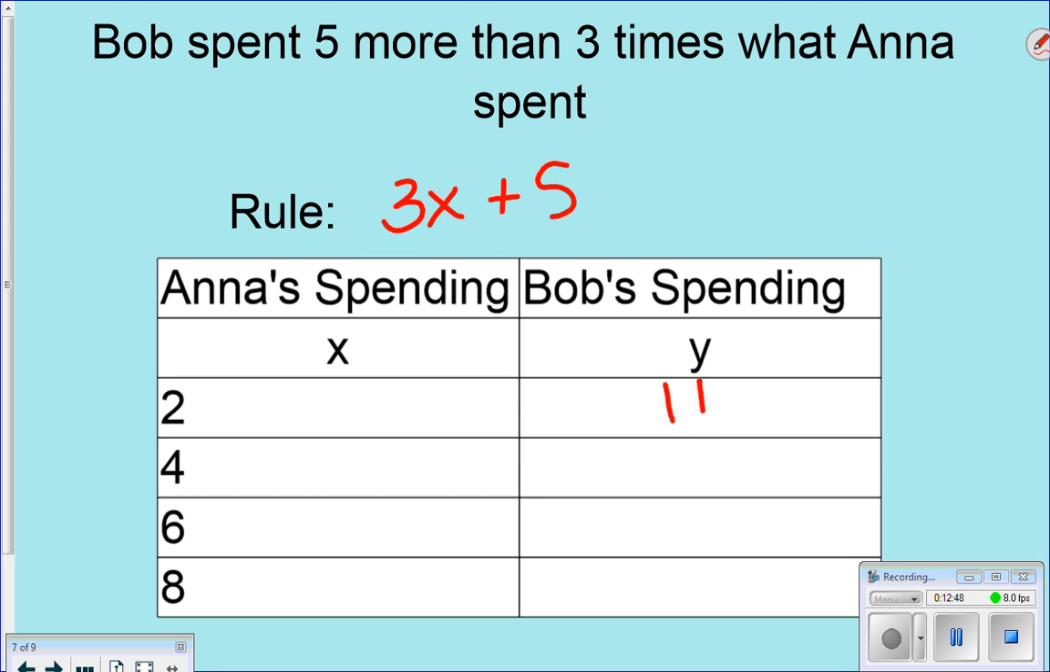11? For 4? 17. Then it's 23. 29. This should go up by the same amount each time. It should go up by 6 each time. If you look, see how this goes up by 2 each time? Then this should have some kind of pattern over there too. There should be some kind of pattern there. Could you graph this?